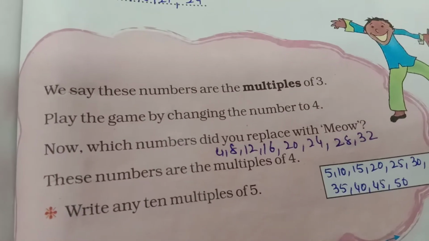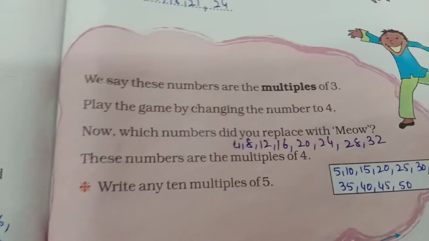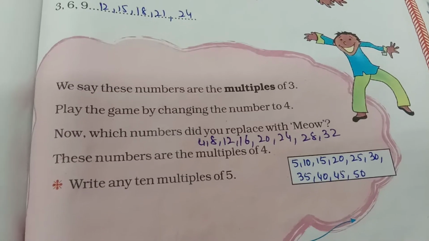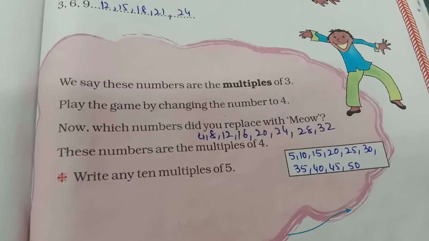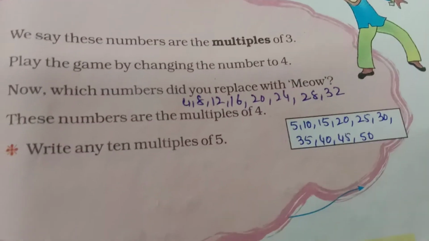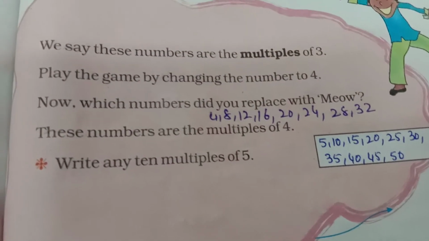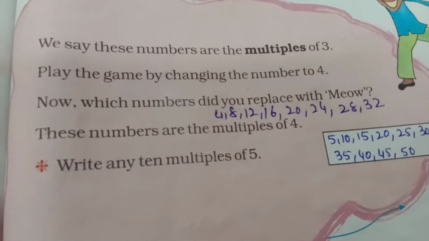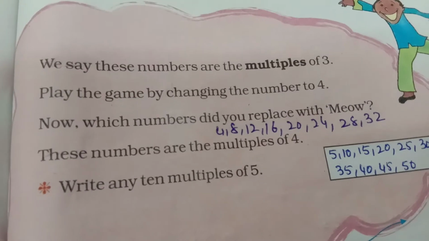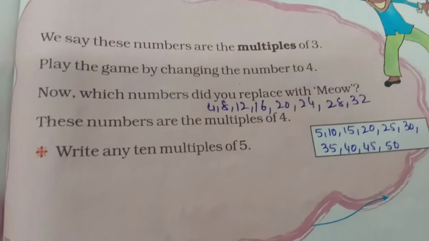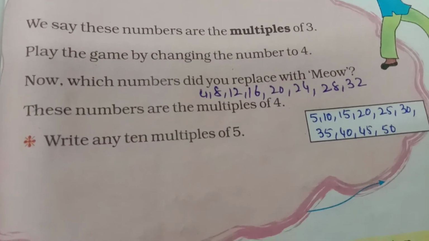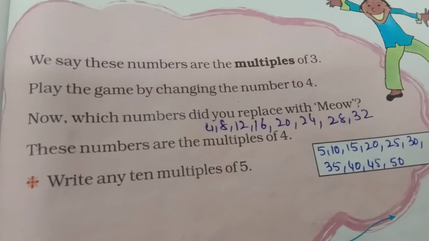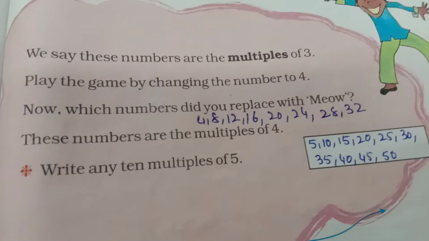Play the game by changing the number to 4. Now instead of saying the number 3, you say number 4. That is, the first player will say 1, the next will say 2, then the third player will say 3. When the fourth player comes, instead of saying 4, he has to say meow. If he says meow, he will continue in the next round, or otherwise he will be out of the game.